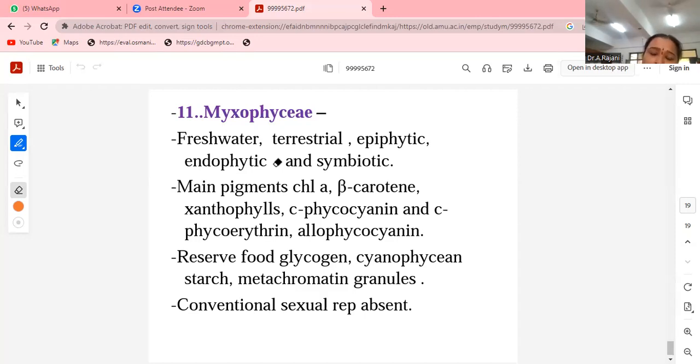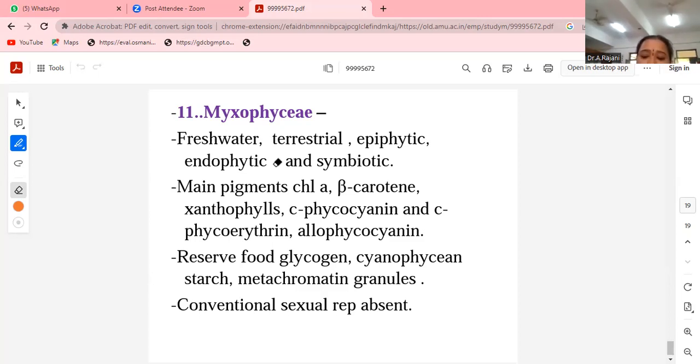Beta carotenes and phycobilins are also present, that is C-phycocyanin and C-phycoerythrin. Here, C-phycocyanin is very dominant. That's why this class is called blue-green algae or BGA. The color is blue-green because the phycobilin C-phycocyanin is very dominant.